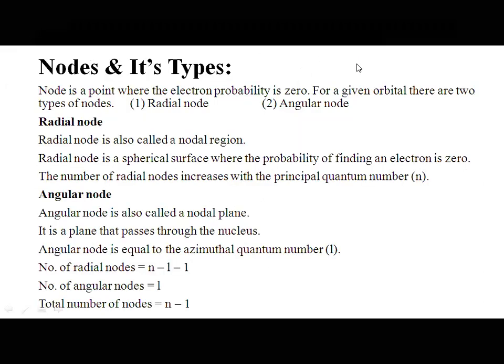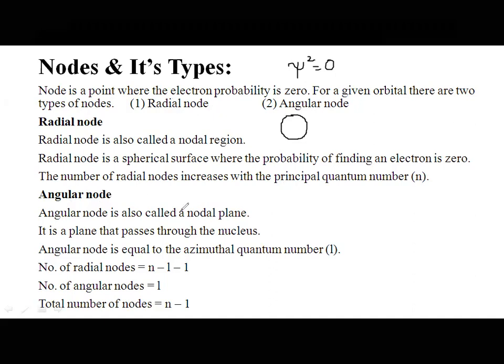Then what are nodes? A node is a point where the probability of finding an electron is 0. So psi square is 0, probability density is 0, and that region is called a node. For a given orbital, there are two types of nodes: radial node and angular node. Radial nodes, also called nodal regions, are spherical surfaces where the probability of finding an electron is 0. The number of radial nodes increases with principal quantum number n.